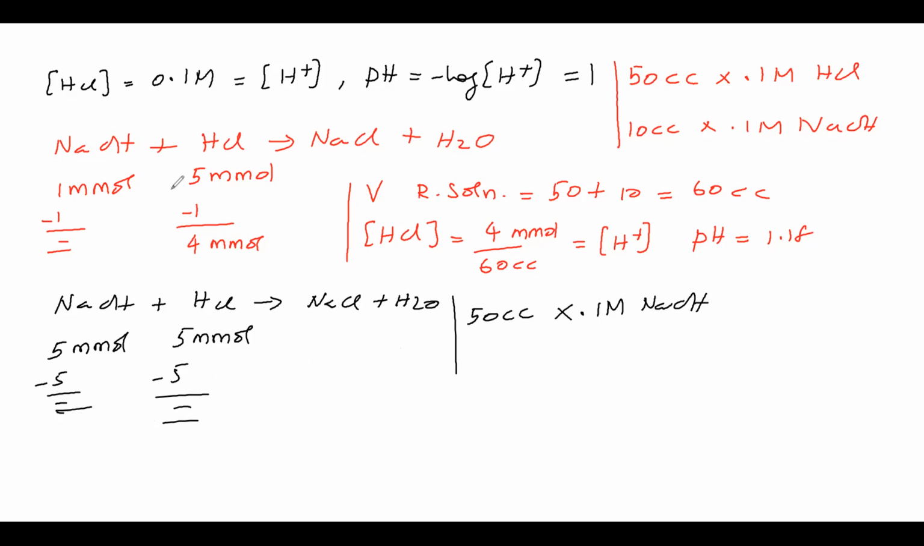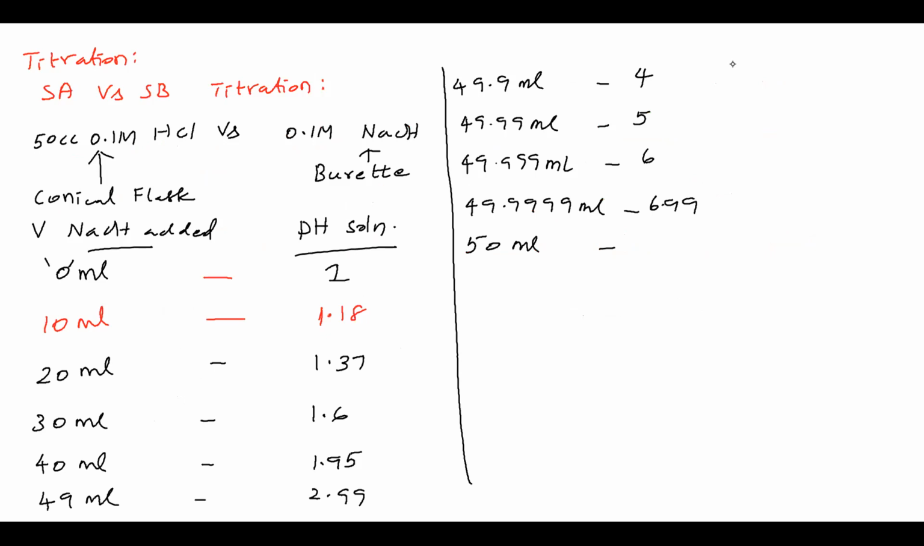For neutral, what is the pH? The pH of a neutral solution is 7. Therefore, the pH of the solution is 7.